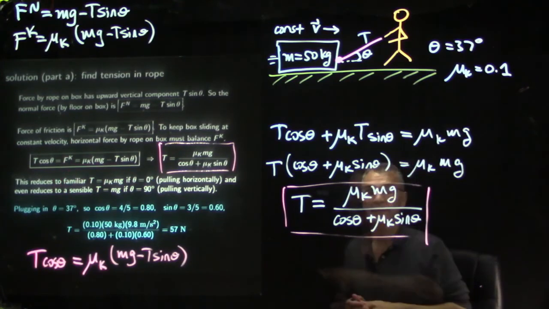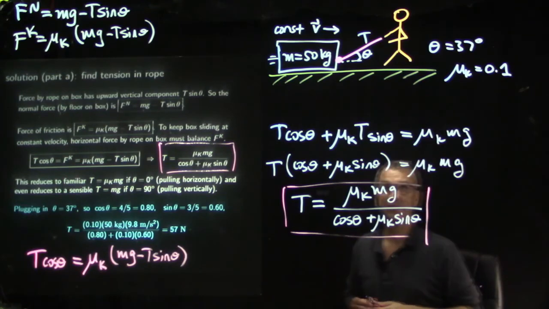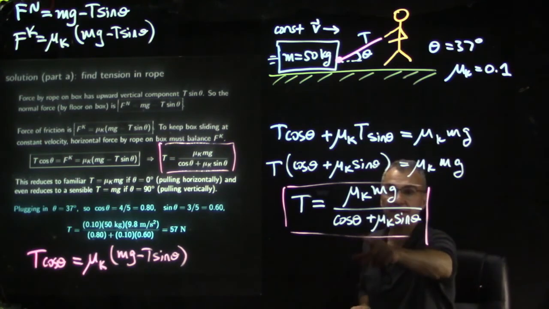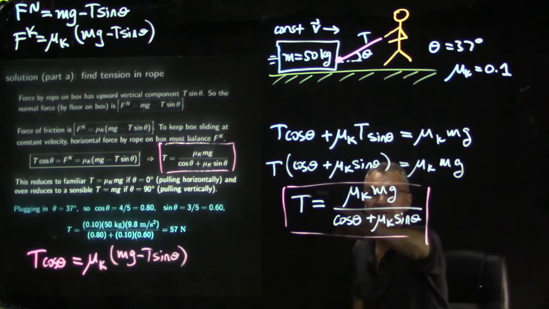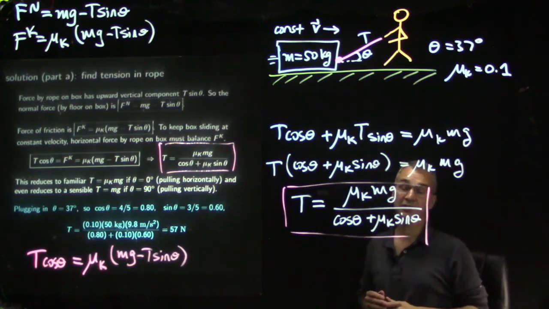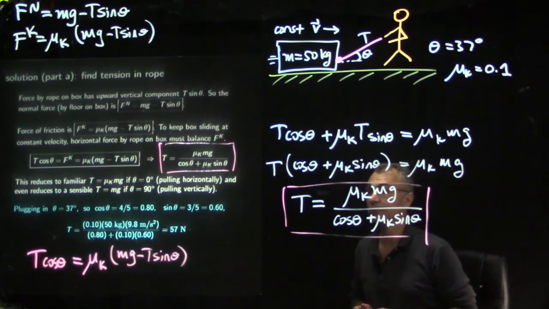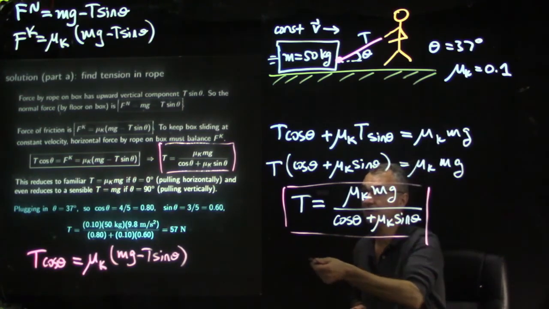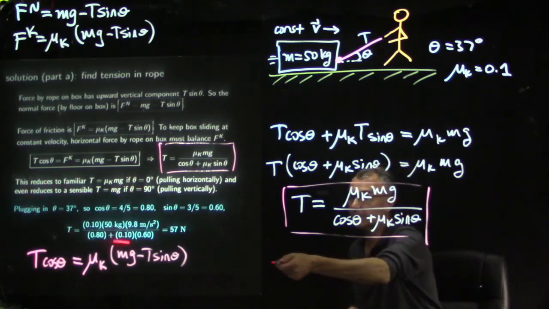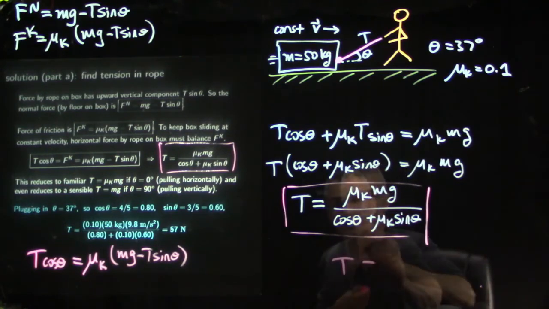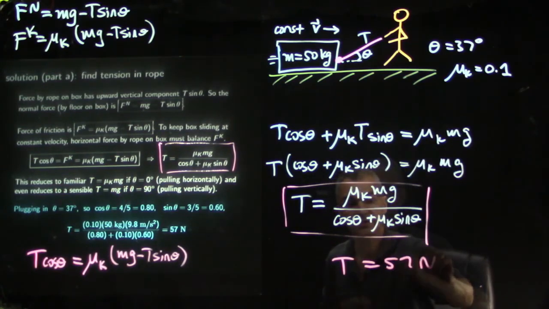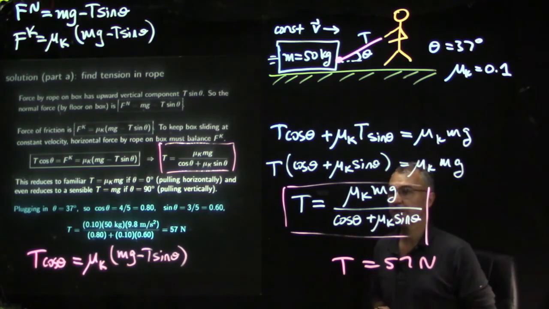And then you could even try plugging in theta is 90 degrees. If theta is 90 degrees, cosine theta is 0, sine theta is 1, and the mu cancels out, and you get the tension is mg. Even that makes sense because you're basically holding the box's weight with the rope. So I guess those two limiting cases make sense. So if we plug in numbers, we get that the tension is 57 newtons. So I guess we got the tension.